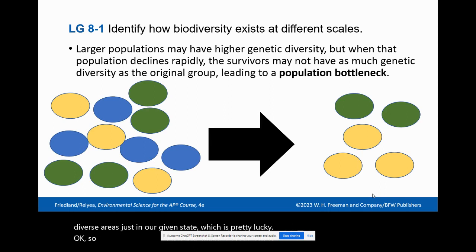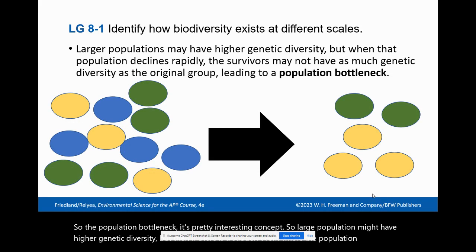Okay, so the population bottleneck, it's a pretty interesting concept. A large population might have higher genetic diversity, but then if there is a sudden event where the population declines rapidly, the survivors may not represent as much genetic information as the original group. So, for example, if you think about the wildfires in California, if there was a big population of squirrels or birds and a lot of them got caught, but only maybe 5 of them survived the fires, then their genetic diversity has gone down significantly, and they're not the best representation of all of the critters that lived there.